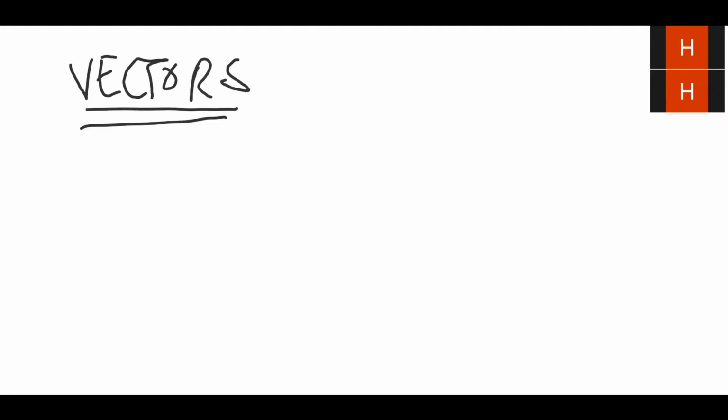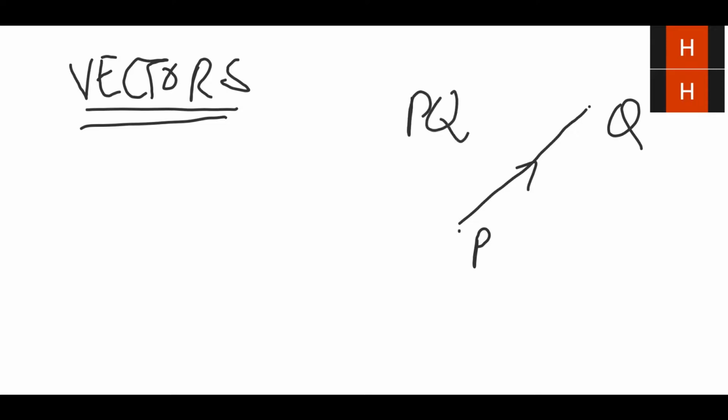So starting with our vectors, since we don't have any prerequisite knowledge of what vectors are, let's start from the basics. A vector is basically a directed line segment, which means a vector gives us a line segment with two indicated points. For example, if the given points are P and Q, then the line segment from P to Q would be a vector.